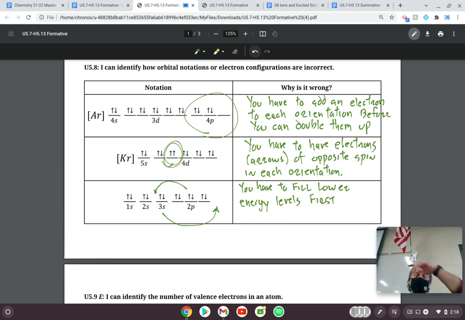So you have to fill lower energy levels first or something along those lines. Any questions about this?